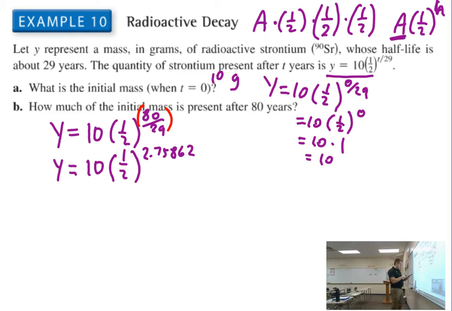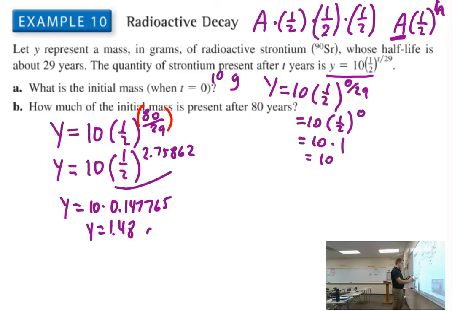Now I have to do the exponents. If I do half, that's 0.5. I'm going to take that to the 2.75862 power. So now I have y equals 10 times 0.147765. We're going to multiply that by 10, and it looks like I have 1.48 grams.